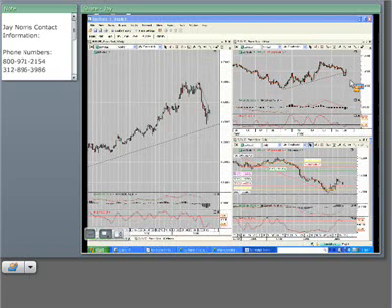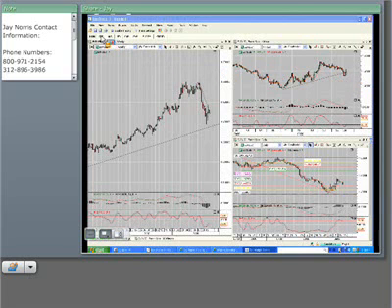Upper right here, that's the 240-minute Euro 4-hour chart. You see how it broke that secondary trend line. Market tried to claw back above it, but it's currently below it, and the short-term trend and the secondary trend on the 240-minute are now lower for the euro.